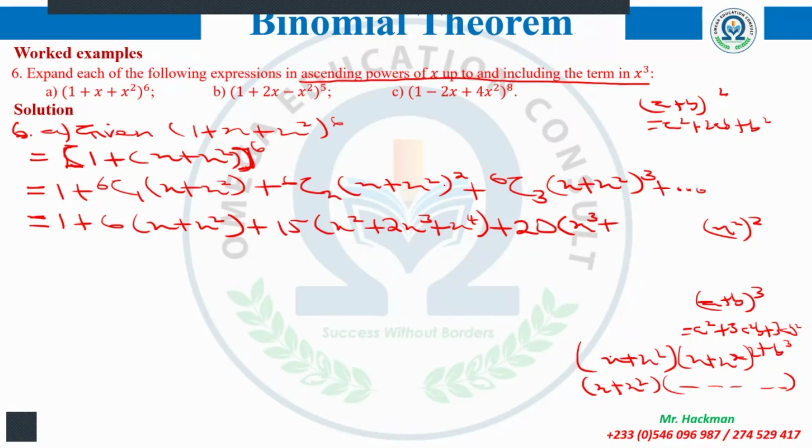If I do 3, let's do it and see. 3a squared, but your a is x, then b is s squared. Do you agree? So that will give you 3x to the power 4. You are not interested in x to the power 4. So all the other terms, the powers will be more than 3, because if you expand, the powers will be increasing. You get it?